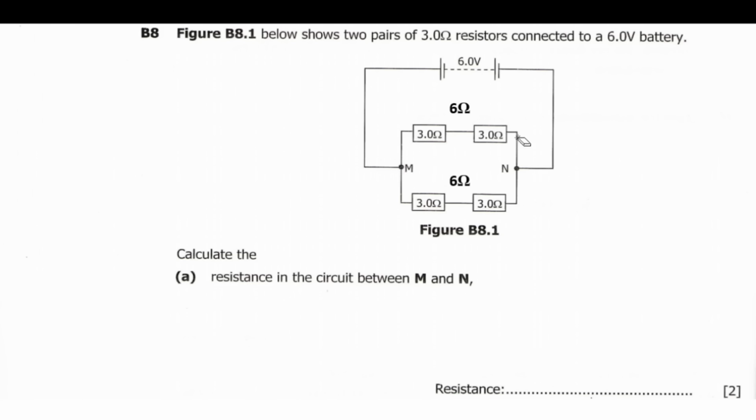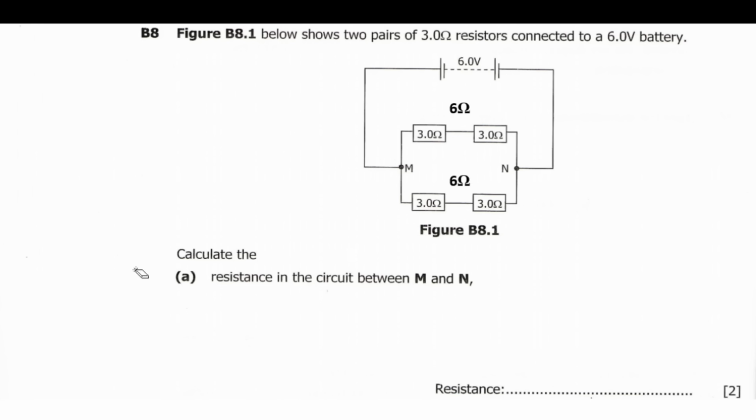So they need the total resistance. Since this and this are in series, I add 3 plus 3 and get 6 here, which you are seeing here. It's me who put it here. 3 plus 3 also gives you 6. Now you have a total of 6 here and another 6 here. So these now will be in parallel.